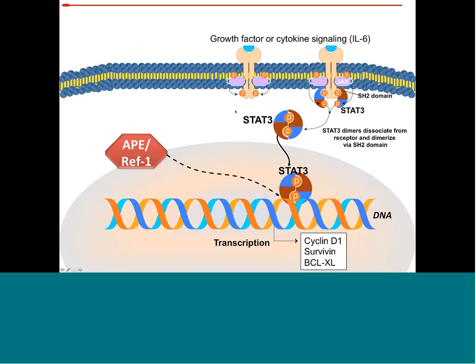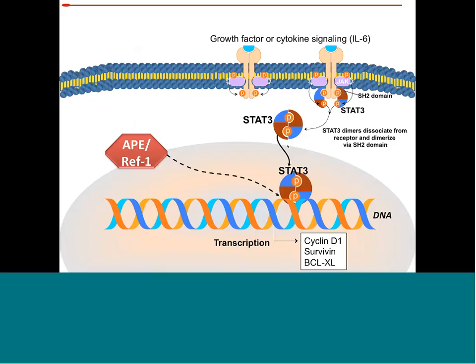So this is pretty exciting data. One, we've shown that APE1 can regulate STAT3 DNA binding, and that's another transcription factor that APE1 is regulating. And 2, we've shown if you can shut down APE1's redox activity and shut down STAT3's phosphorylation, that you can see some dramatic effects on cell survival.